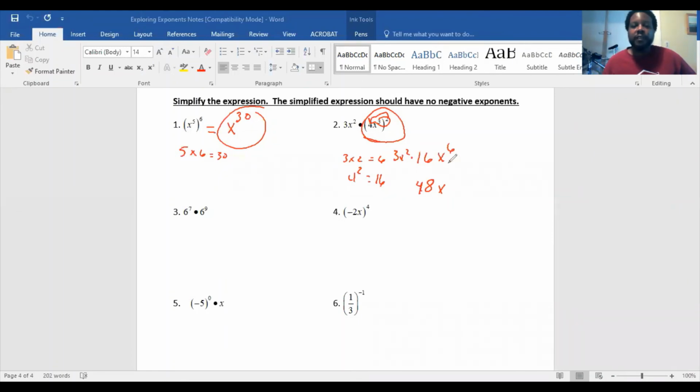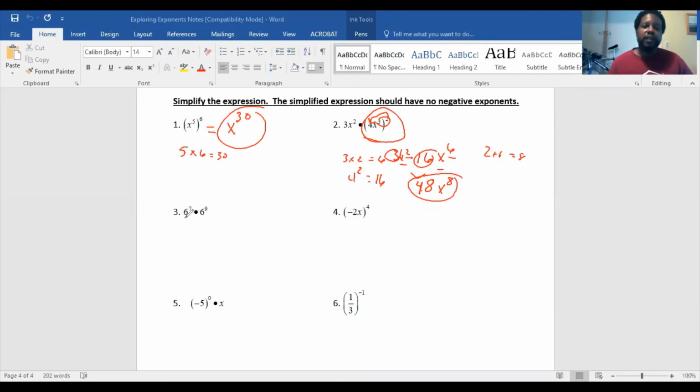So when I'm multiplying the two exponents together, right, with the same base, I just add them. 2 plus 6 is going to give me 8, and I have to multiply these two numbers together, 3 times 16 to give me 48. So it's 48x to the 8th.